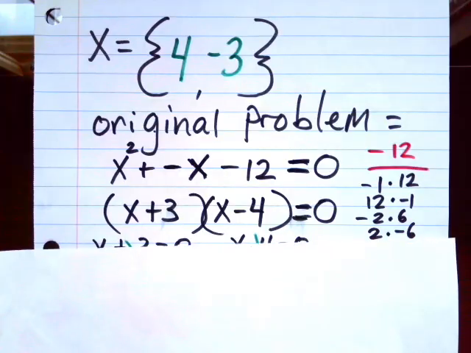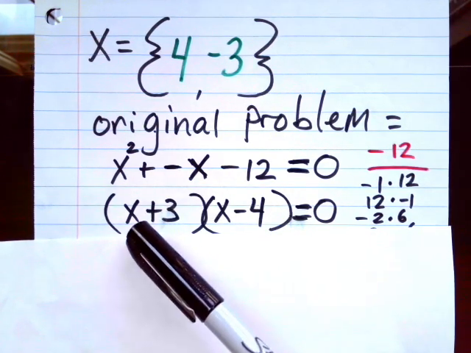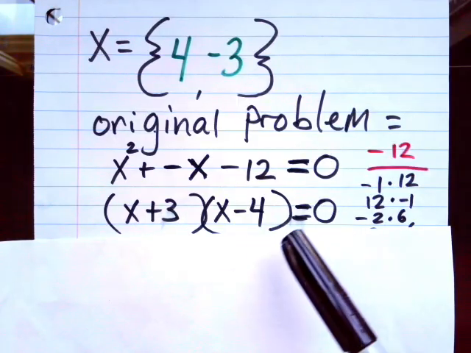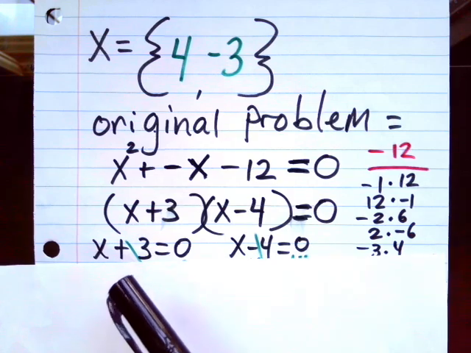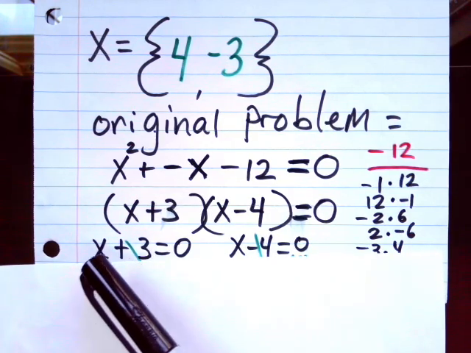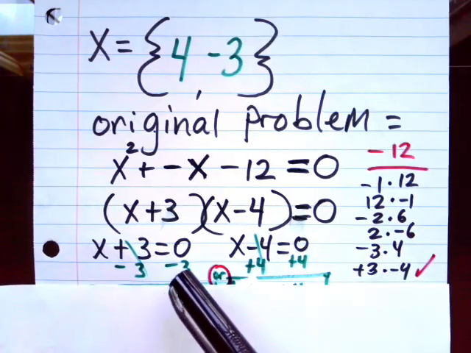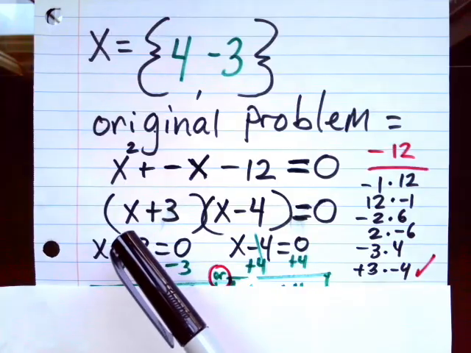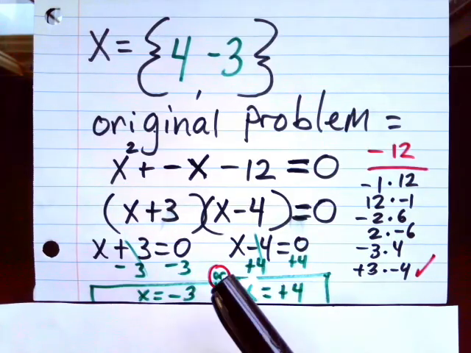All right, so I'm going to set each of these equal to 0, so x plus 3 equals 0, x minus 4 equals 0. I'm showing you that here. Now I'm going to solve for x. What's the opposite of adding 3? Or what number plus 3 gives me 0? Well, that's a negative 3. So I subtract 3 from both sides. X equals 0 plus a negative 3, which is negative 3.